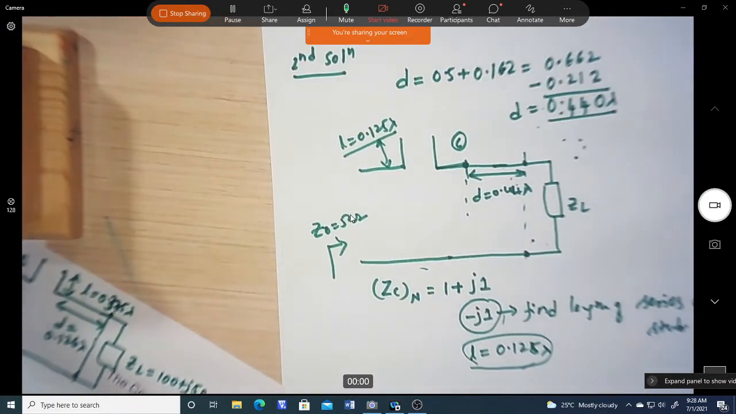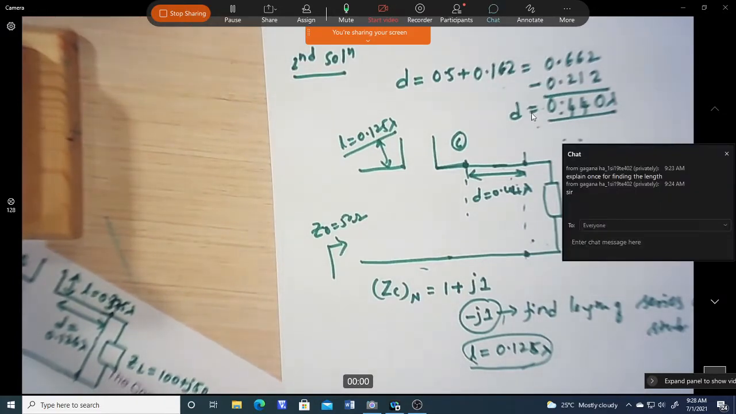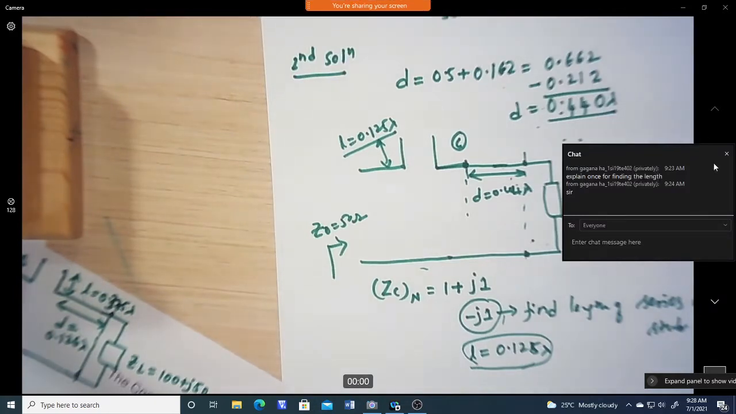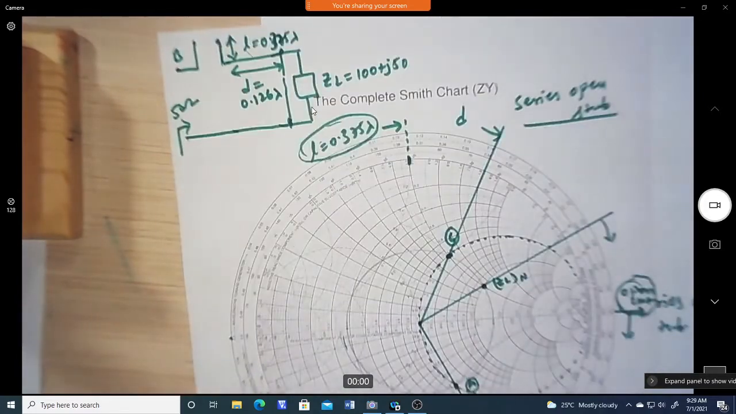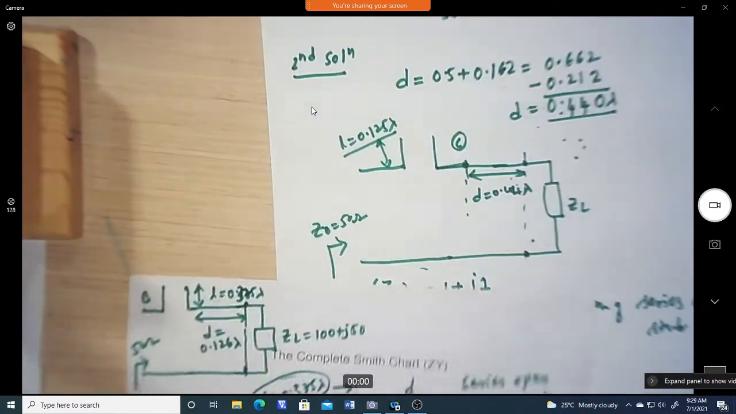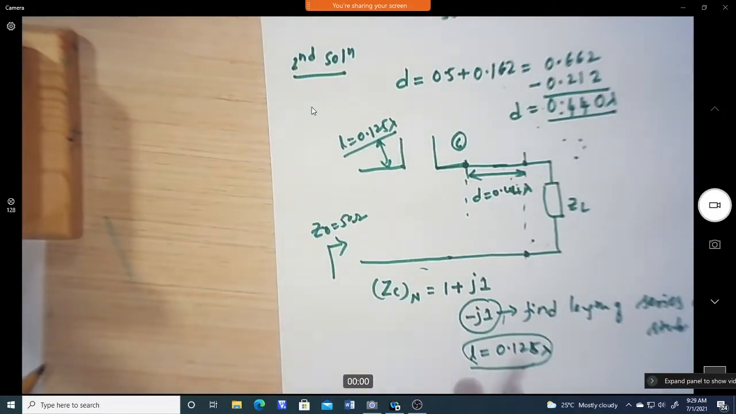Okay, so is it understood? Still any doubt? Hello? If you still have any doubt, you can ask, otherwise we will move to the next problem. Okay, so now we are going to move to the next problem.